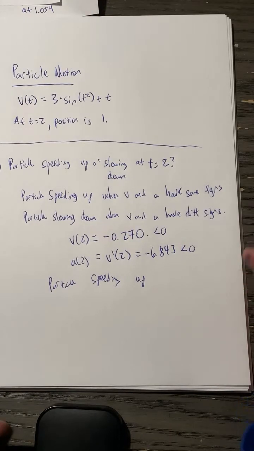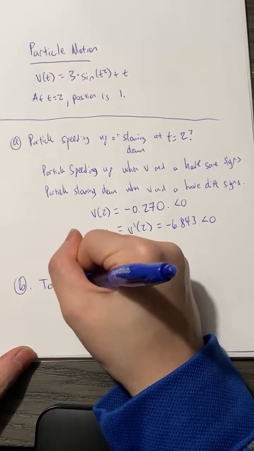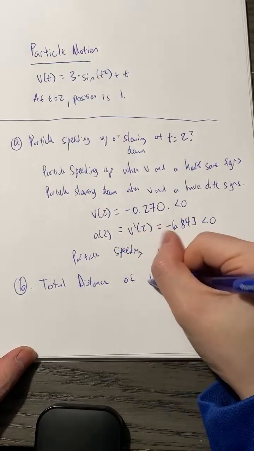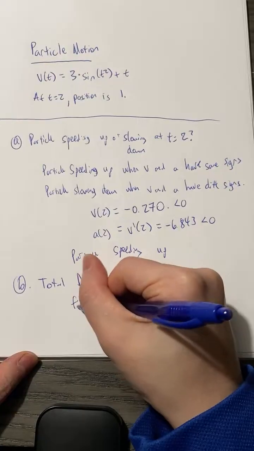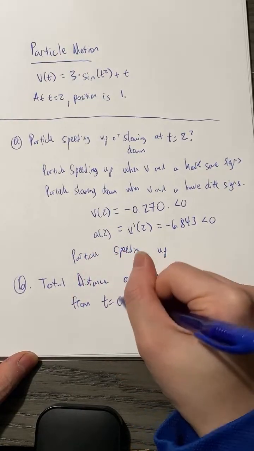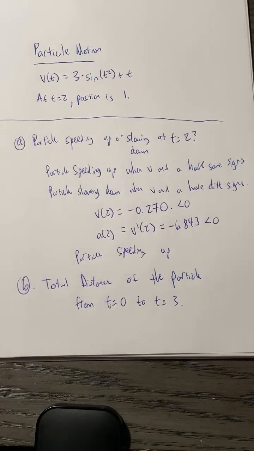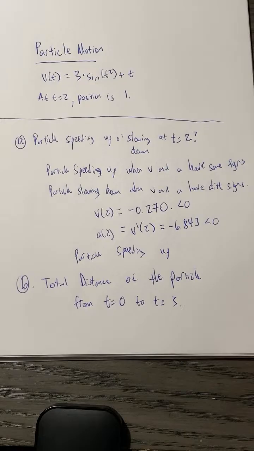Okay, so moving on to another question. Let's do total distance now. So total distance of the particle from t is equal to 0 to t is equal to 3 or something. So total distance is one of the easier questions when you have a calculator because all you have to do is set it up and then type it in a calculator.